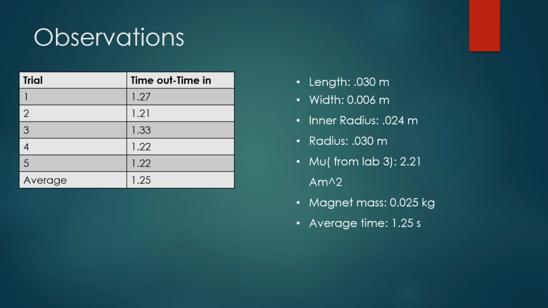You can see in the table on the left, for trial 1, it took 1.27 seconds for the magnet to fall out. For trial 2, it took 1.21 seconds. For trial 3, 1.33. For trial 4, 1.22. And trial 5, 1.22. And the average is 1.25 seconds for the magnet to fall through the tube. And on the right, I have some of my initial conditions of the materials. The length was 0.03 meters, the width 0.006 meters, inner radius of the tube 0.024 meters, outer radius was 0.03 meters, and I have my mu and magnet mass as well, and the average time through the tube, like I said earlier in the table.